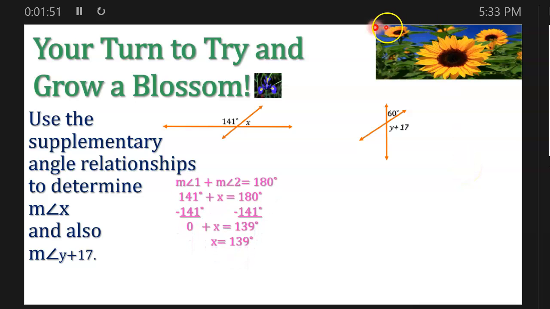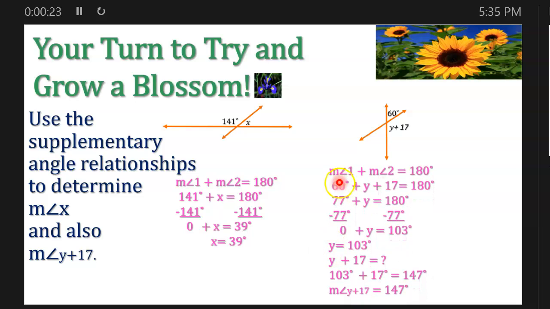Okay, so this one, the measure of angle 1 plus angle 2 is 180. So that's the general format of your supplementary angle pair relationship. So we're going to substitute the measure of angle 1 with 141, the second angle with an x. Subtract your 141, x is 139 degrees. That is not right. That should be 39. Whoops. Okay, we changed that. All right, so the answer should be x equals 39, because 39 plus this 141 does equal 180.